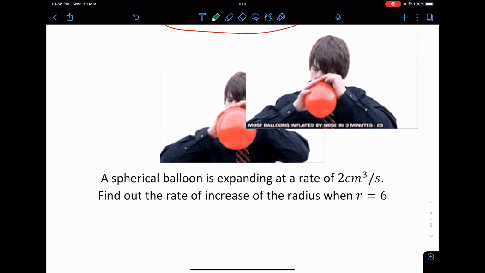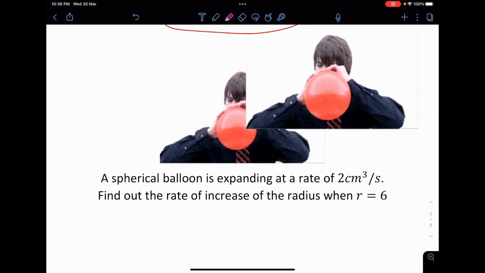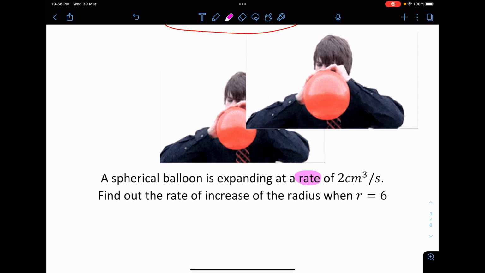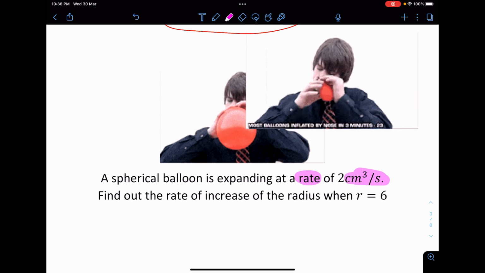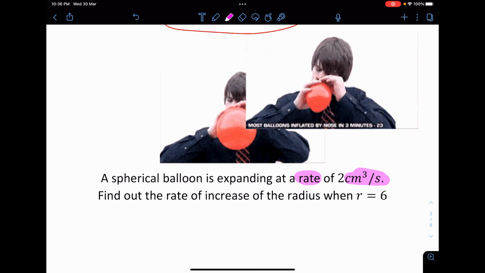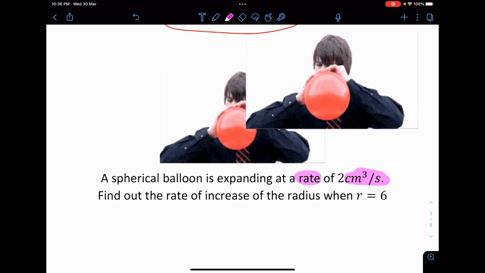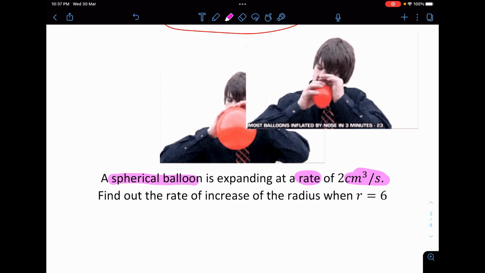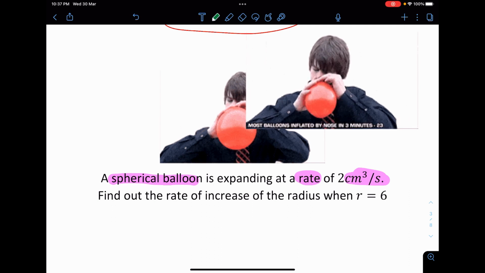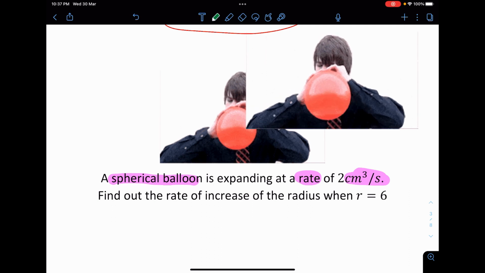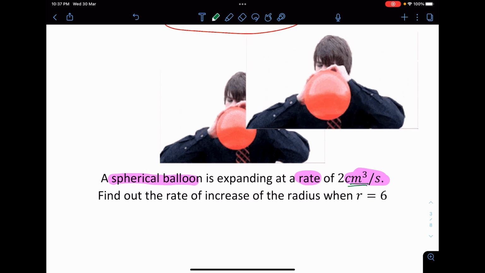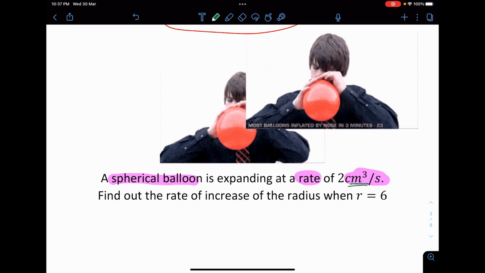A spherical balloon is expanding at a rate of 2 cm³ per second. Now pay attention to the word rate, and also the unit they're giving you, cm³ per second. What we have here is the rate of change of the volume. How do I know it's volume? Well, they are talking about a spherical balloon, and if you are talking about a sphere, two formulas should come to your mind: volume or surface area of a sphere. More interestingly though, they are interested in the volume. The unit is cm³. That's the giveaway.